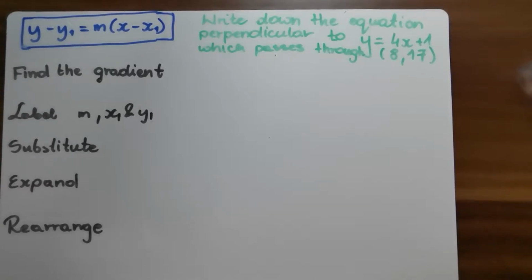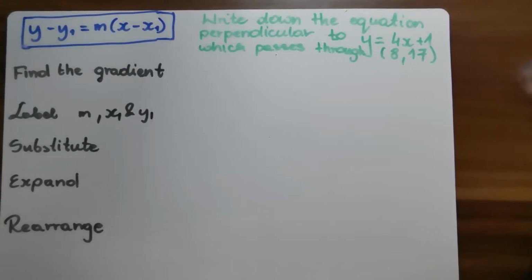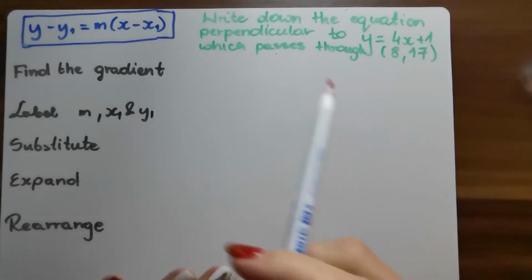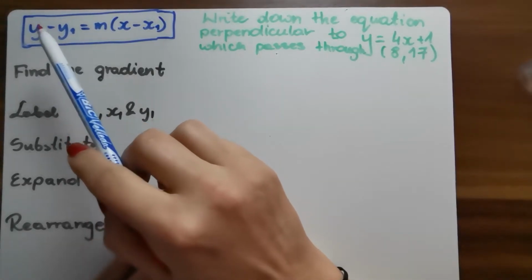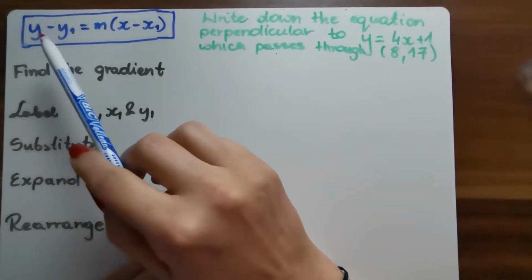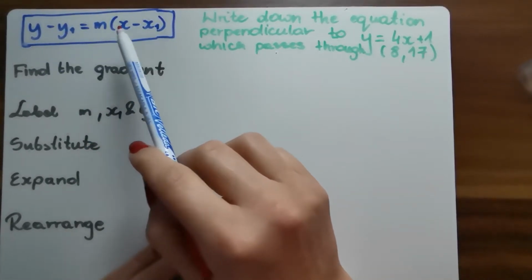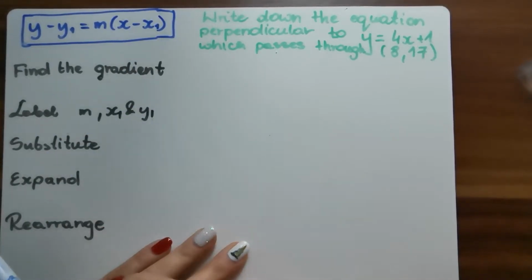If you remember properly from the last lesson, gradients of two parallel lines are equal to each other. When we are trying to find the gradient of the perpendicular line, we need to remember that we are looking for the negative reciprocal of our gradient. So, of course, we'll be using the formula that you already know, and you should remember it really well: y minus y1 is equal to m bracket x take away x1.